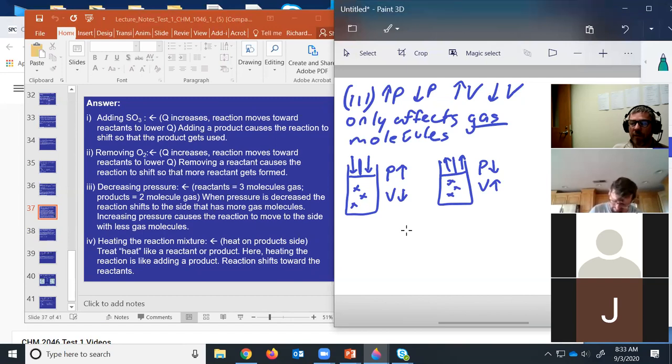I'll stop there for a second. Does anybody have any questions? This usually does confuse people, so I really want to be certain that you're understanding what's going on. So the equilibrium shifts to whatever has fewer gas molecules when we increase the pressure. When we decrease the pressure, the reverse is true. Is that fair enough?